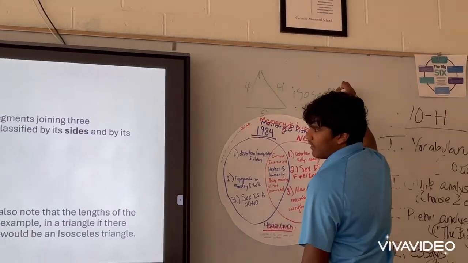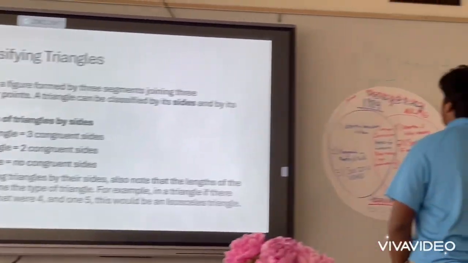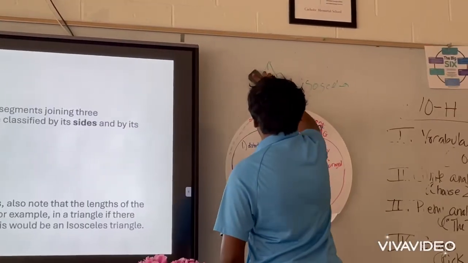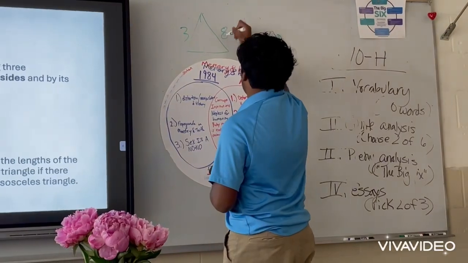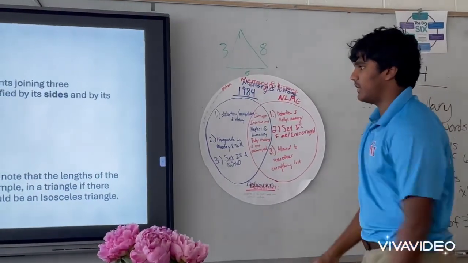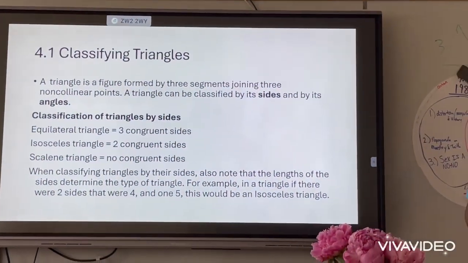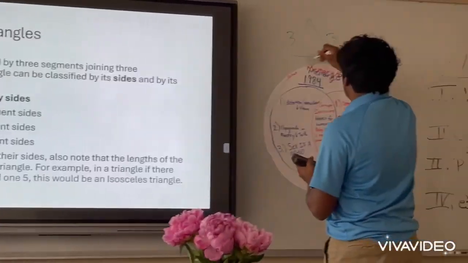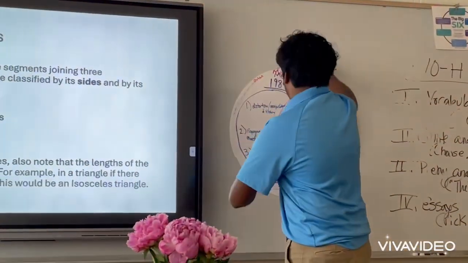I can show you a scalene triangle. A scalene triangle can be determined like this. This would be scalene, because there are no congruent sides. An equilateral triangle is all congruent, obviously. So this would be equilateral.